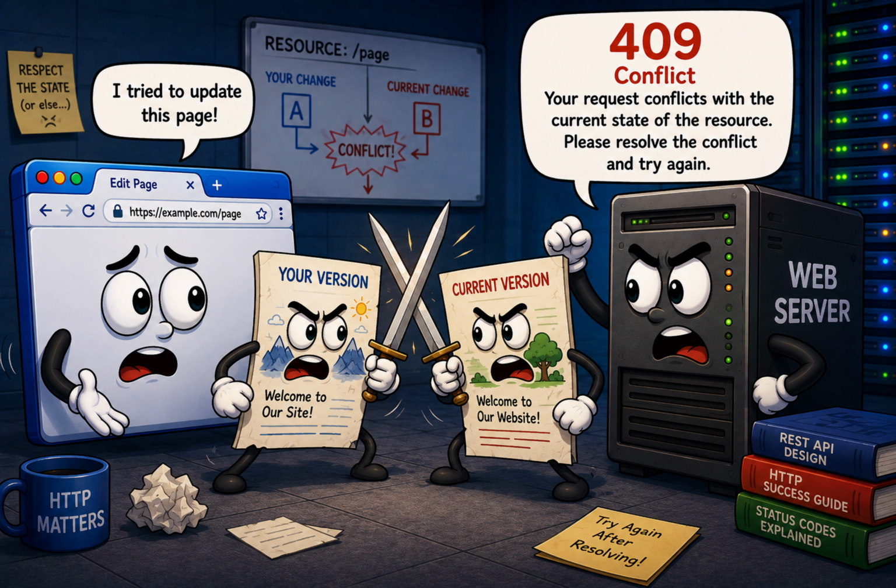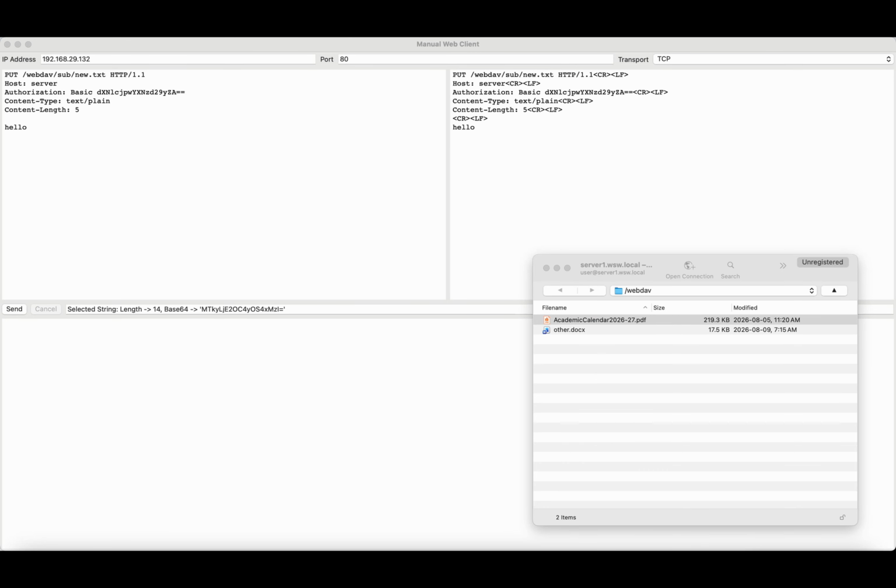The 409 conflict response code is a code that's used to indicate that the request cannot be processed due to some other condition. In the case of WebDAV, 409 messages are used to indicate conflicts in the file system. We have here a WebDAV repository with a couple of documents and no folders. The put operation shown here will create a new resource on the server. In this case, a plain text file containing the word hello.